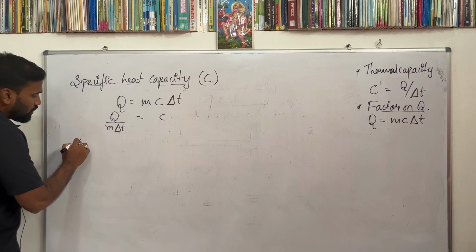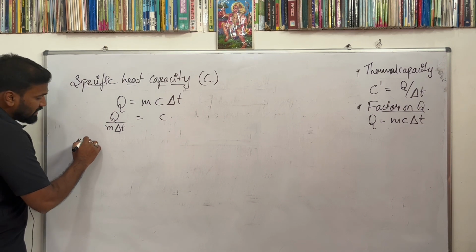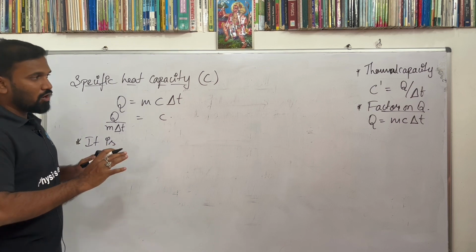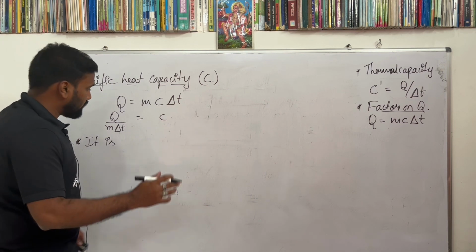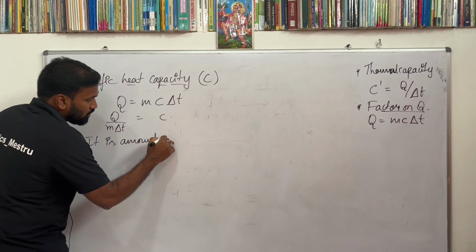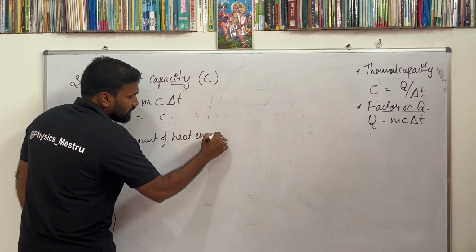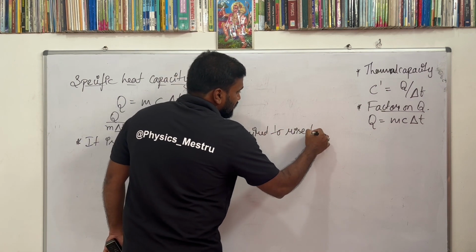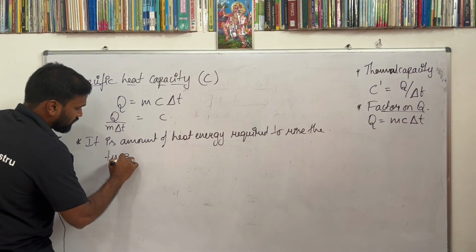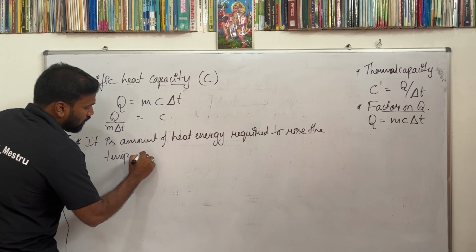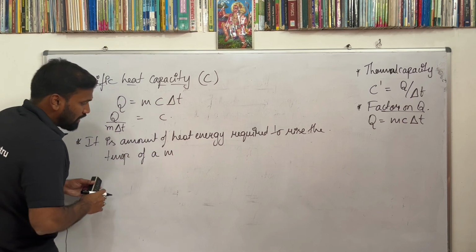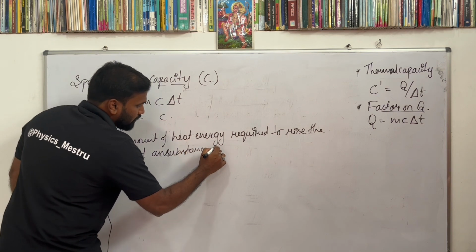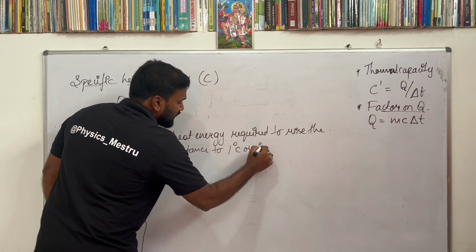Now let us define what we mean by specific heat capacity. The definition says that it is the amount of heat energy required to raise the temperature of a mass of an object or substance by 1 degree Celsius or 1 degree Kelvin. A slight difference is there, except that thermal capacity and specific heat capacity look similar in definition.